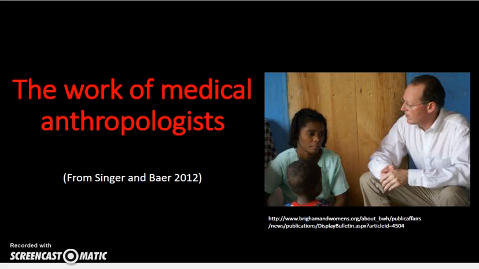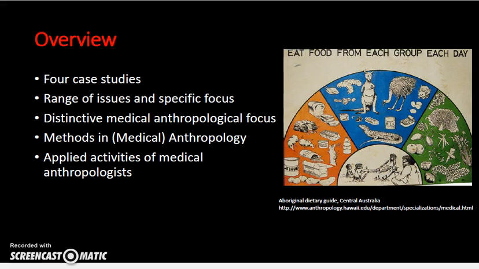So, building off of our last section where we introduced medical anthropology, I'm going to go into a discussion of the work of medical anthropologists. And this also draws heavily from Singer and Baer's 2012 text that we're using for our class. The approach overall for this lecture will focus on what Singer and Baer do throughout much of their book, which is look at four individual case studies and show how those are illustrative of the particular key concepts that they flesh out over the course of the individual chapters, and indeed through most of the text as a whole.